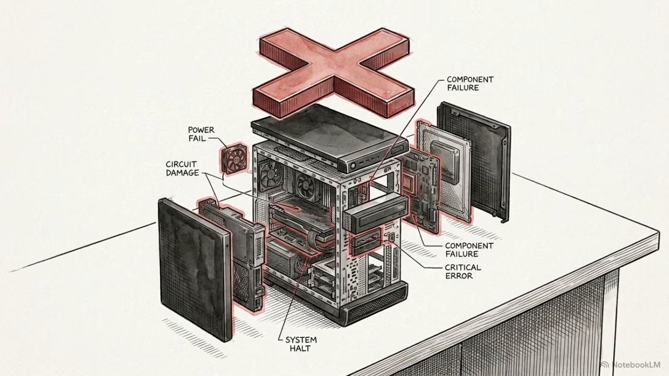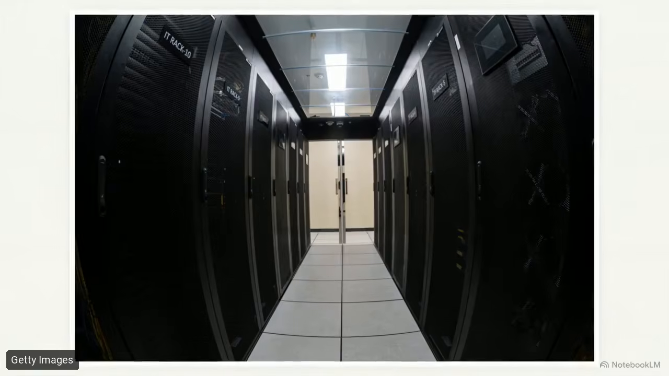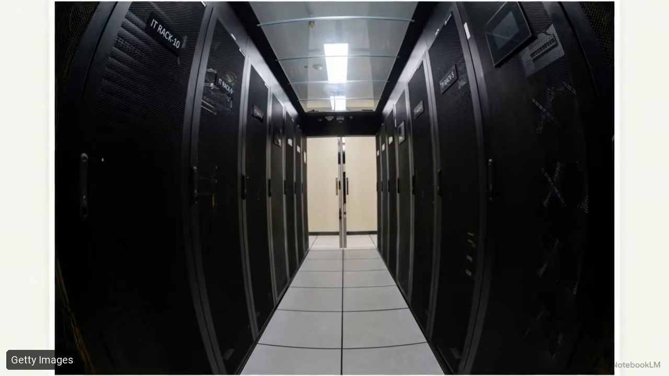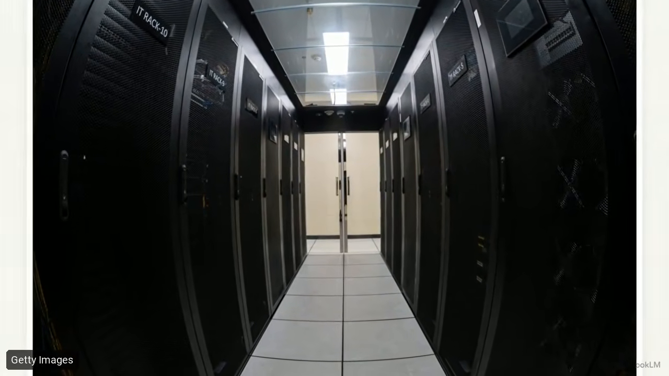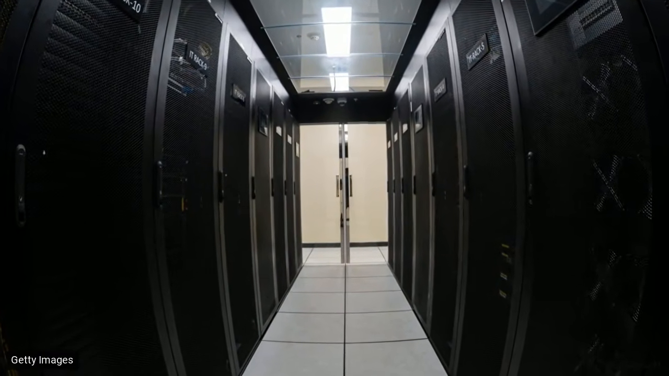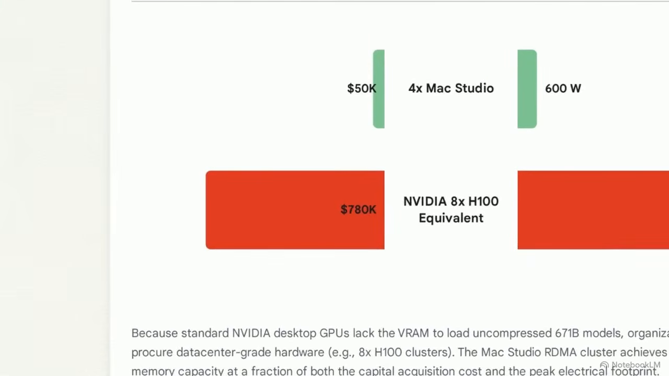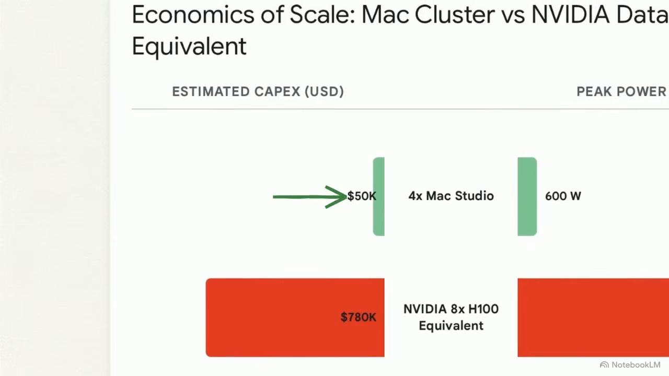When enterprise NVIDIA desktop configurations lack the physical capacity to load a model, an organization must abandon the desktop form factor entirely and scale into data center architecture. Housing 1.3 terabytes of uncompressed weights within the NVIDIA ecosystem requires procuring dedicated enterprise hardware, typically an 8-node H100 or GH200 server configuration. This visual breaks down the economics of scale, starting with capital expenditure. Acquiring an 8-node enterprise server rack demands a massive capital layout, approaching $750,000. The localized Mac Studio cluster, fully cabled, totals under $50,000.